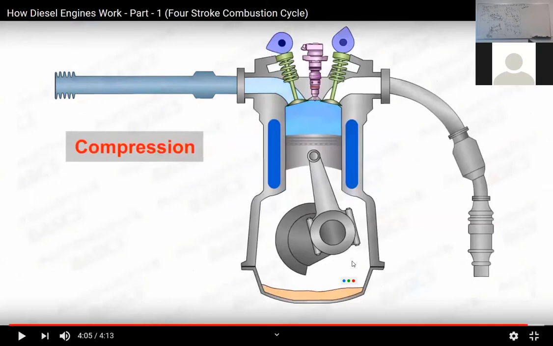So we care about compression, heat addition, power, exhaust. We don't care about what is going on for the intake and exiting out of the burned fuels. Okay, guys? So we care about the compression and the last one. So let's see them again for the last time.